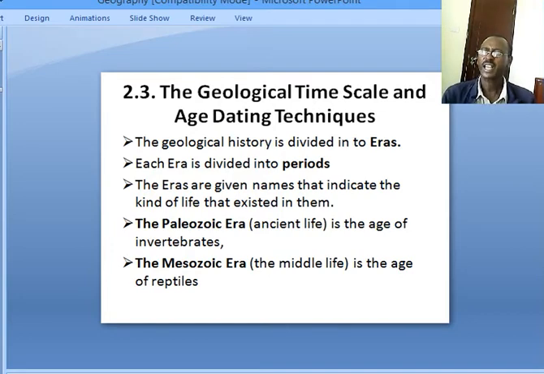The Mesozoic era, the middle life, is the age of reptiles. Reptiles are animals which move from one area to the other by contracting and relaxing. Reptiles, for example, like lizards and so on, could be seen as reptiles.